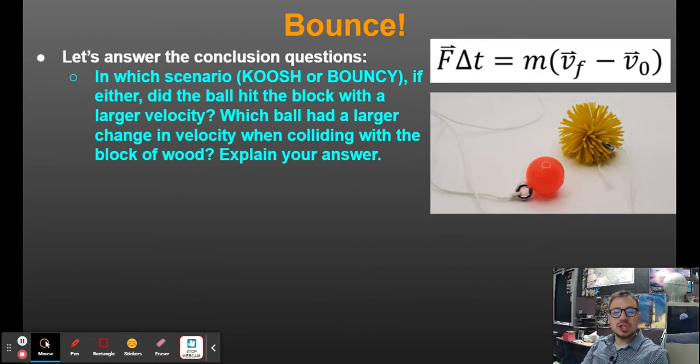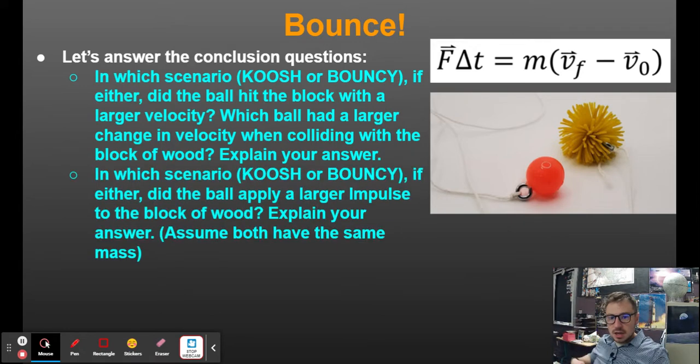Now, which ball had a larger change in velocity when colliding with the block of wood? Well, it's going to be that bouncy ball, because it hit the block going at the same velocity. However, it went in the negative direction. So there's a larger change in velocity as opposed to that koosh ball that just sort of stopped. It went from whatever it was going to 0. Now the bouncy ball went whatever it was going in the negative direction, a much larger change in velocity. Which means that impulse pairs. So if they're the same mass, but that bouncy ball has a larger change in velocity, it's going to apply a larger impulse to that block of wood.